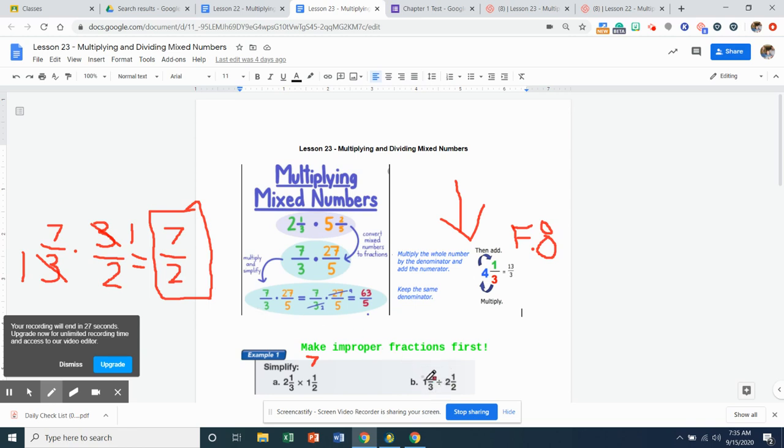All right, do the same with this one. Don't forget in division, you have to keep it, change it, flip it. So make that an improper fraction and keep it the same after it's improper. Change to multiplication, make this an improper fraction, and then flip it.